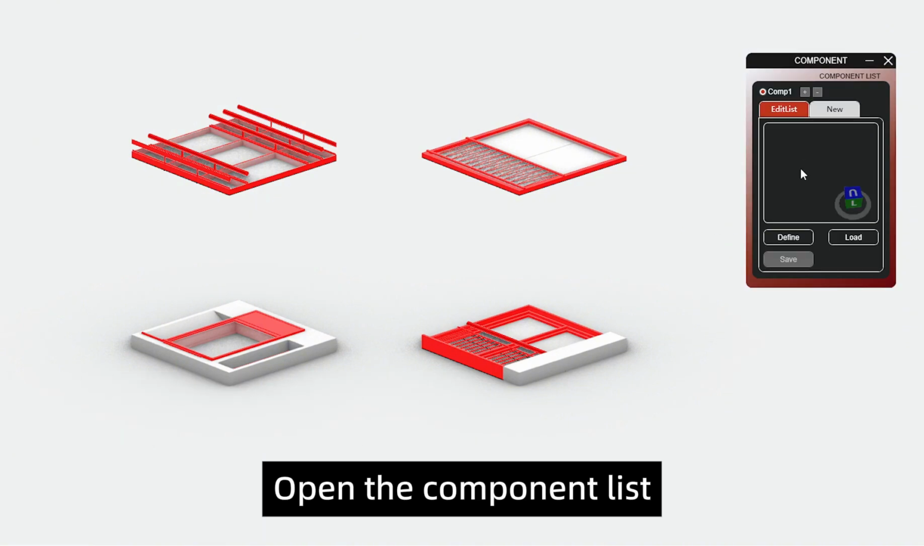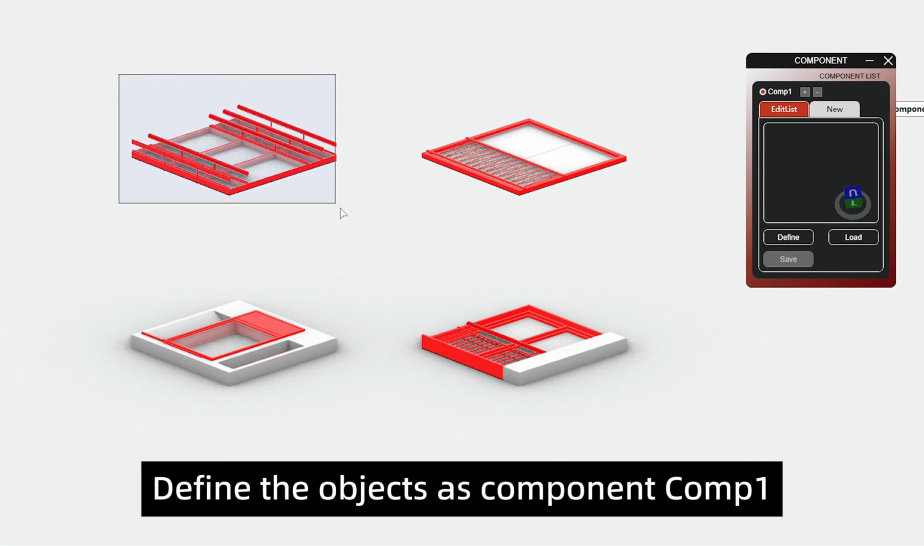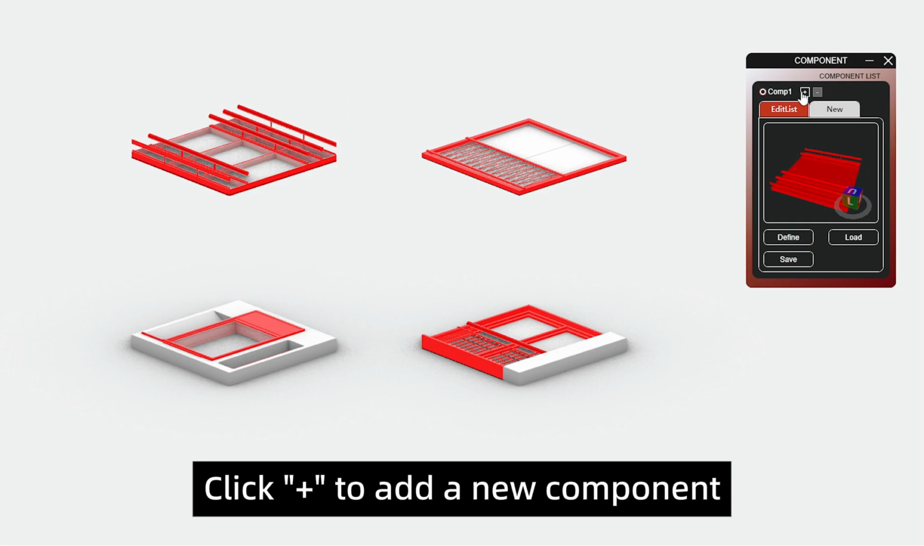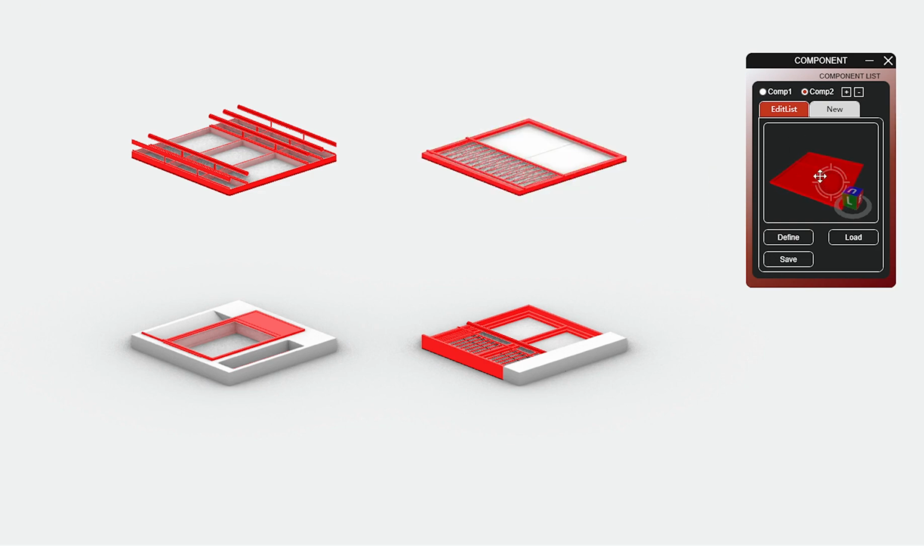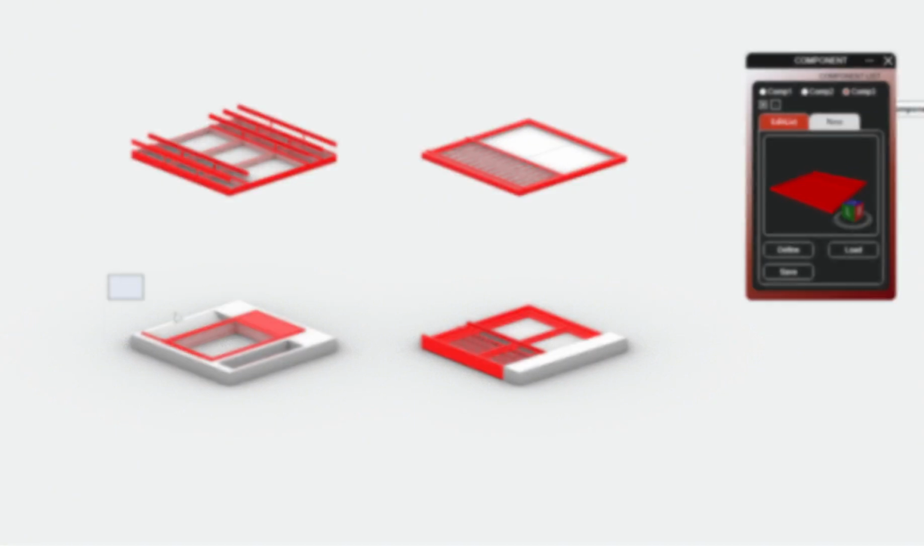Open the component list. Click Define to select objects. Define the objects as component Comp 1. Click Plus to add a new component. Click Define to define another component. Define Comp 3 and Comp 4 in the same way.